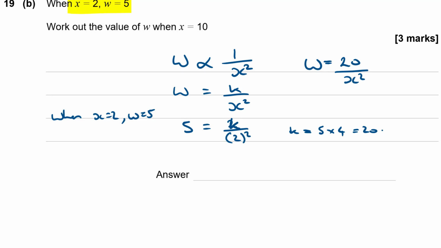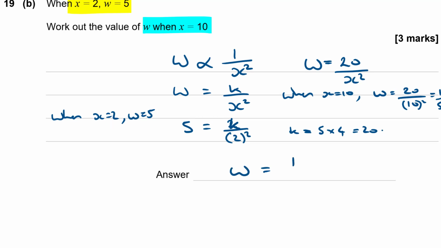Now it asks us to work out the value of w when x is equal to 10. So subbing in, when x equals 10, w then is going to be 20 over 10 squared. 10 squared is 100, so I'm going to get 20 over 100, which is 2 over 10, which is 1 over 5. So the answer is w equals 1/5.